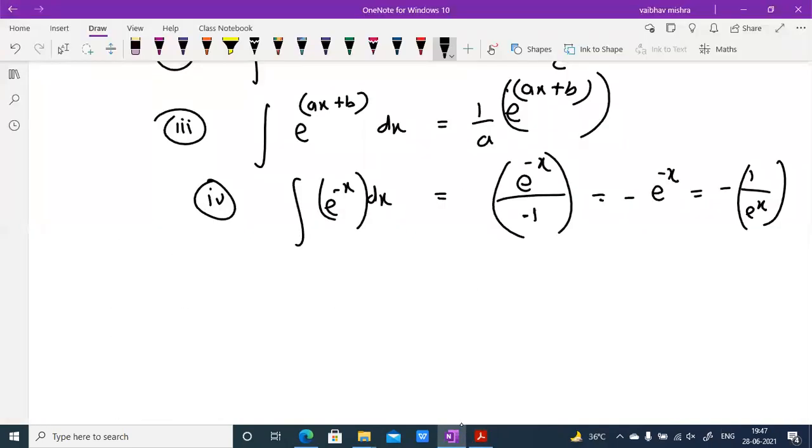Clear? Mr. Govind? Yes, sir. समझ आ गया ये? Yes, sir. E raised to power -x जो होता है सर उसका इंटीग्रल भी e raised to power -x होता है सर. सॉरी ये काफी नया है सर, कभी कभी भूल जाता सर.